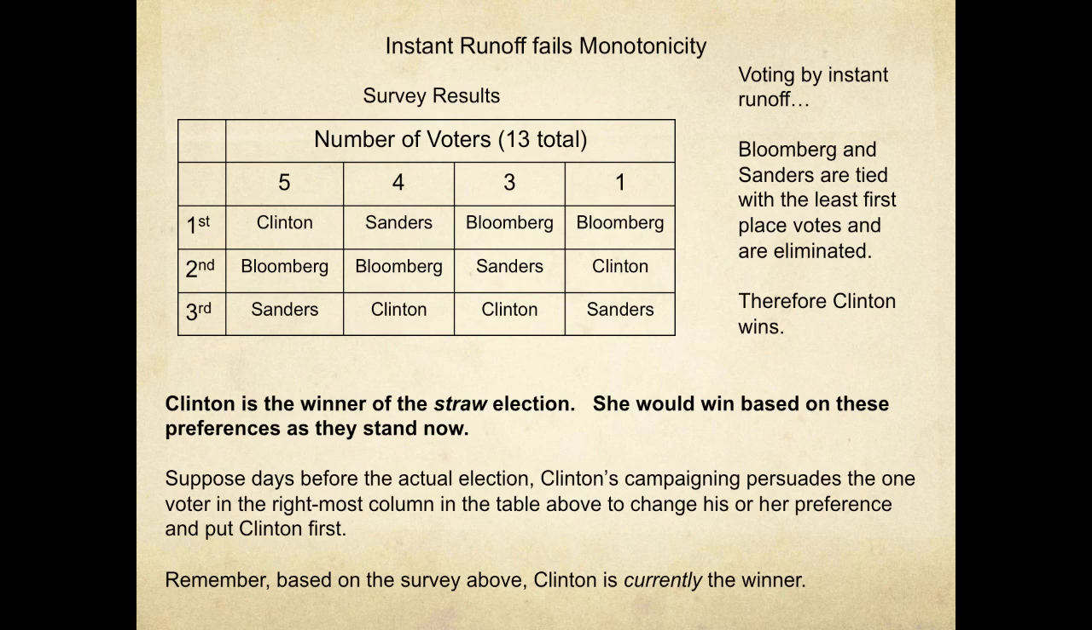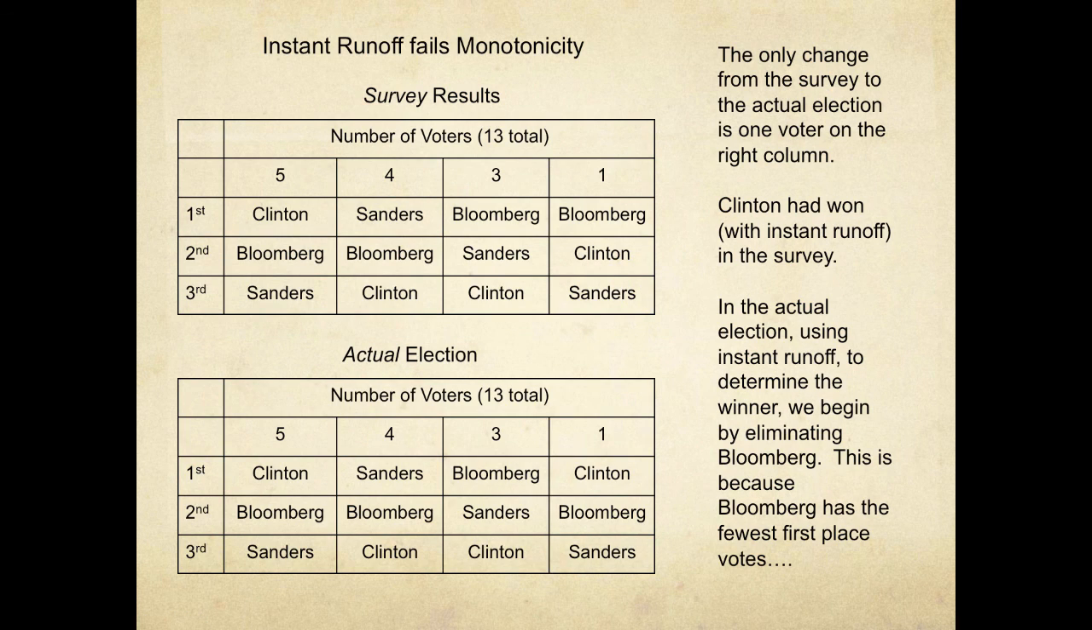Now suppose that one voter on the far right here decides to move Clinton to their first choice in the actual election. So here was the survey, and here is the actual election. And the only change that I've made is I've thought, well, what if that one person there decides to rank Clinton first? Now remember, in the survey, Clinton won. In the actual election, with that one person making one change that's favorable to Clinton, it seems it would be fair to Clinton that she would still be winning, but with instant runoff, the outcome is going to be different.